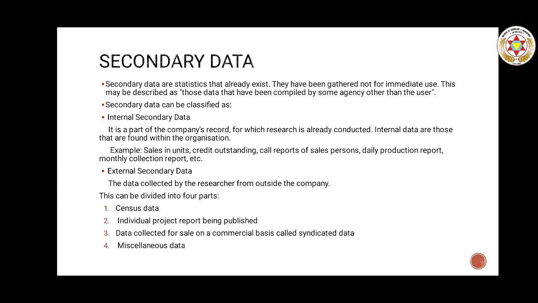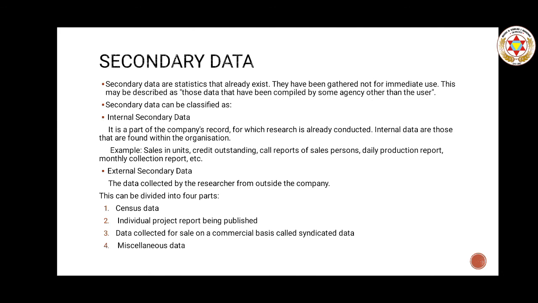Now, what is internal secondary data? Internal secondary data is a part of the company's record for which the research is already conducted. Internal data are those that are found within the organization. For example, the sales numbers, the credit outstanding or the call records of salespersons, the daily production report, the monthly collection report, all these are examples of internal secondary data.